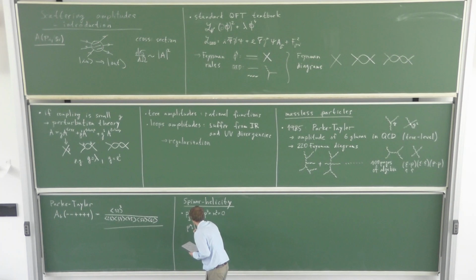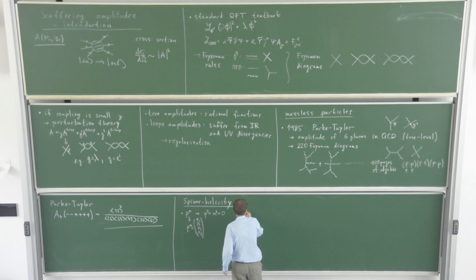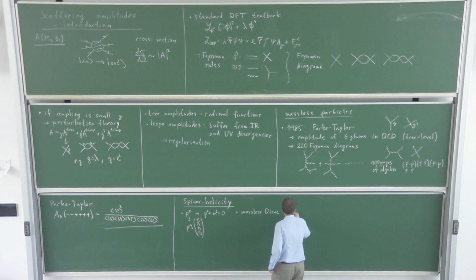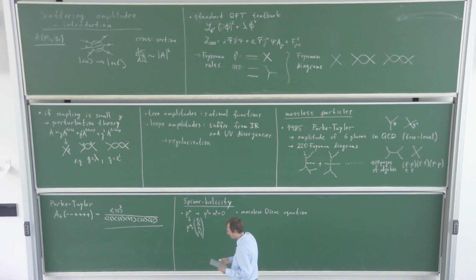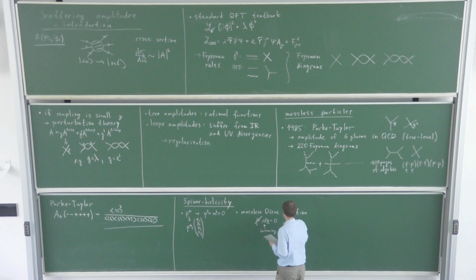For that, we use an object which shows up in the massless Dirac equation. Let me just remind you. The massless Dirac equation we can write in the following way: p-slash v_± equals zero, where v_± are for the incoming particles. Analogously, we can also write ū_± p-slash equals zero. These are incoming fermions, and these are outgoing, incoming antifermions.